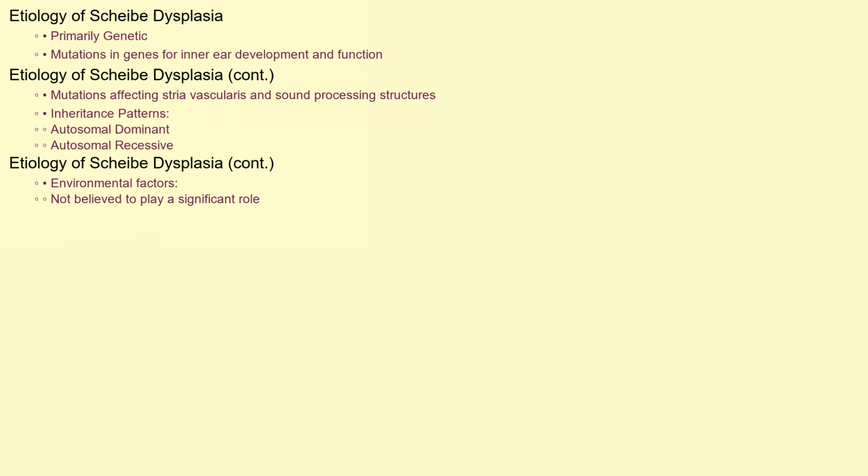The etiology of Scheibe dysplasia is primarily genetic. It's most often linked to mutations in genes responsible for the development and function of the inner ear. While the exact genes implicated can vary, mutations affecting the stria vascularis and other structures essential for sound processing are frequently observed. Both autosomal dominant and recessive inheritance patterns have been documented, implying that a single copy of a mutated gene from one parent can cause the condition in some cases, while in others, both parents must carry the gene for their child to be affected. Environmental factors are not currently believed to play a significant role in the development of Scheibe dysplasia.